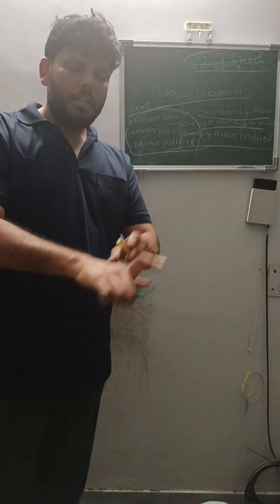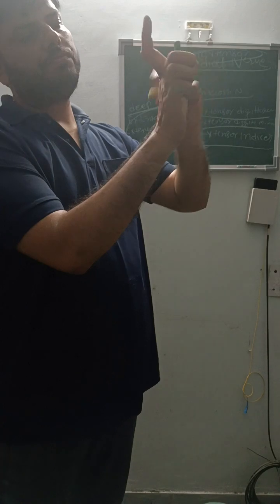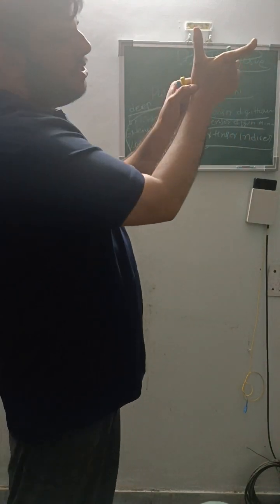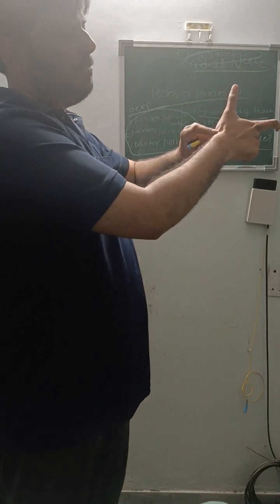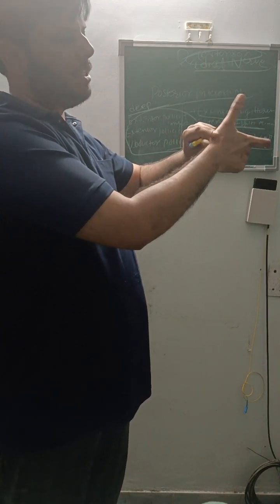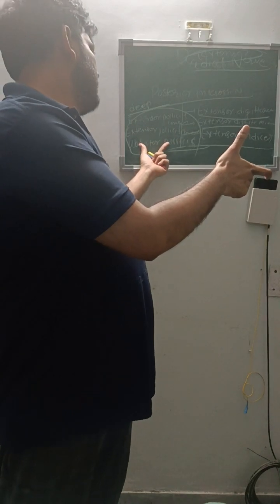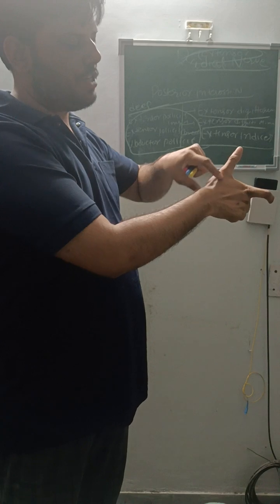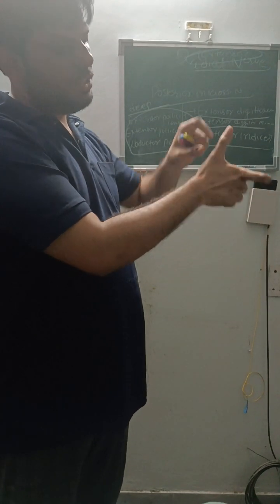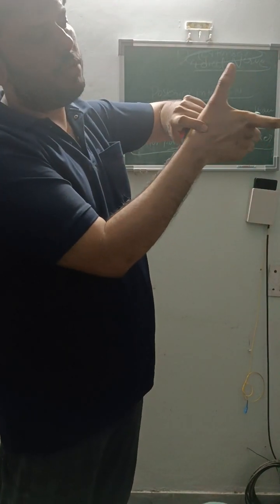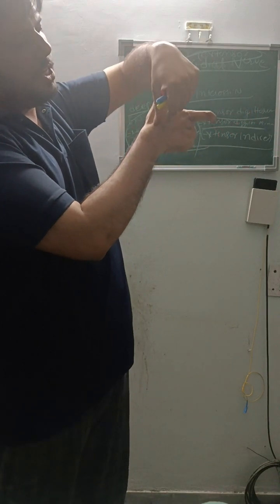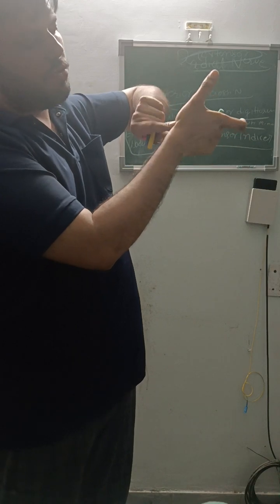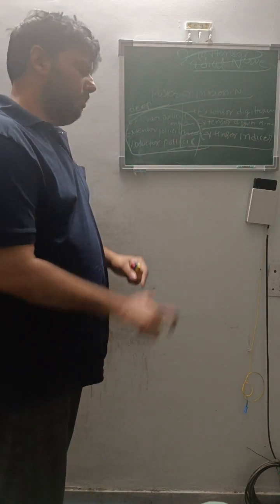These also form the anatomical snuffbox. This is your anatomical snuffbox. Laterally it is basically two muscles, abductor pollicis longus as well as extensor pollicis brevis, and medially this is your extensor pollicis longus. This is your anatomical snuffbox.